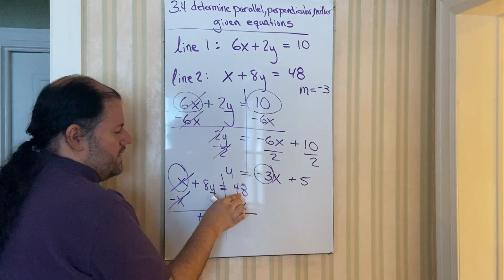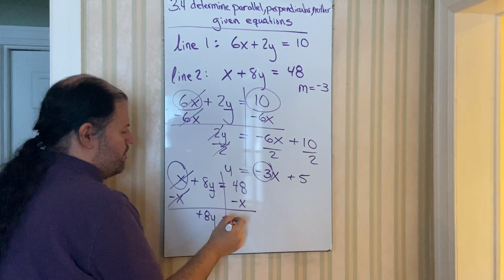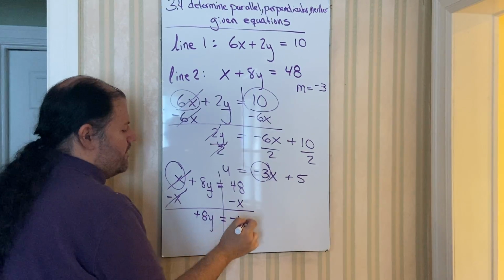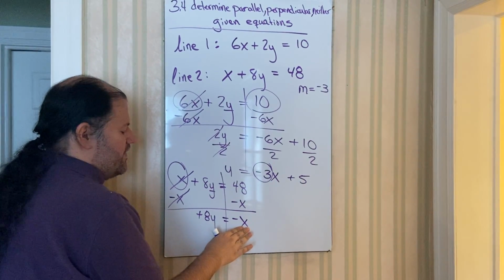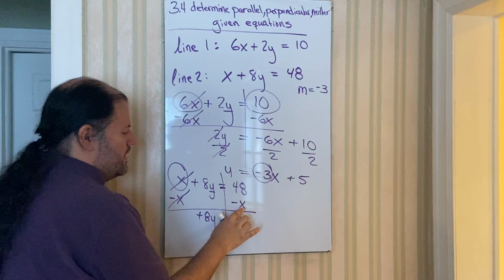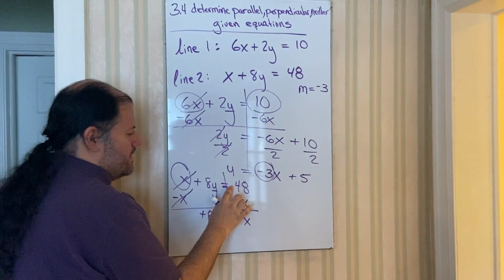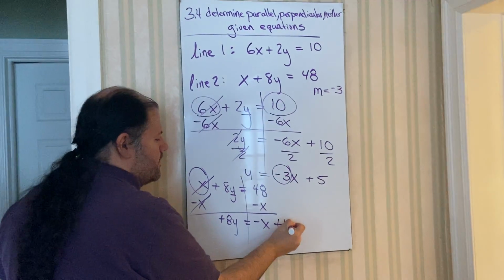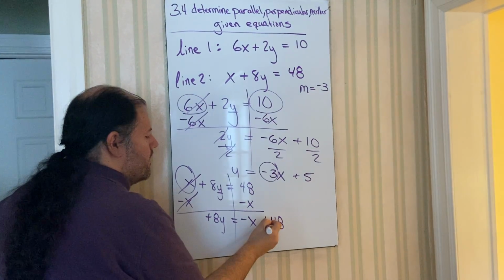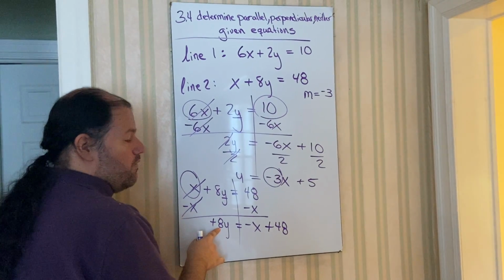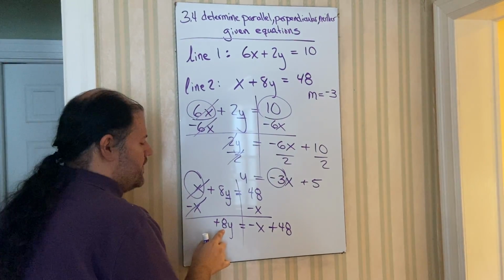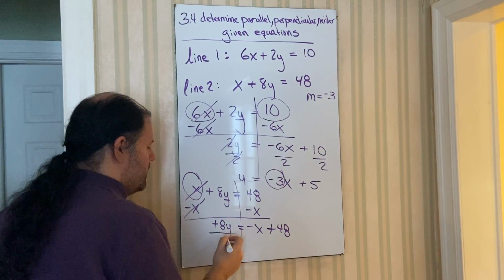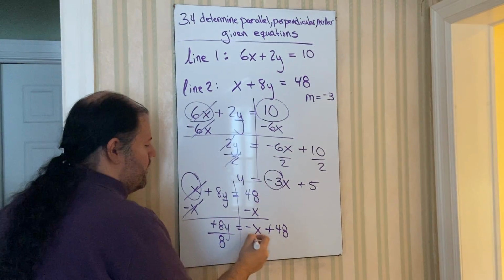Now, constant, variable, don't smush. You have to put them as separate terms. So the variable one first, negative x, and then the constant goes last. Since this is positive, put it as plus 48. Now we want to get y by itself, so we want to get rid of this coefficient of 8. So divide both sides by 8.